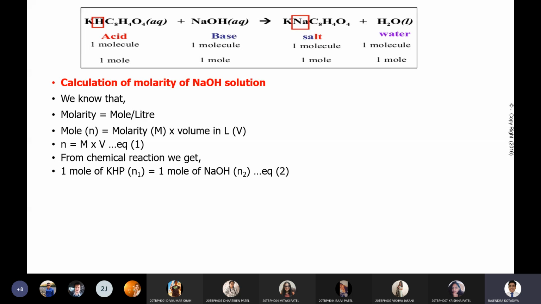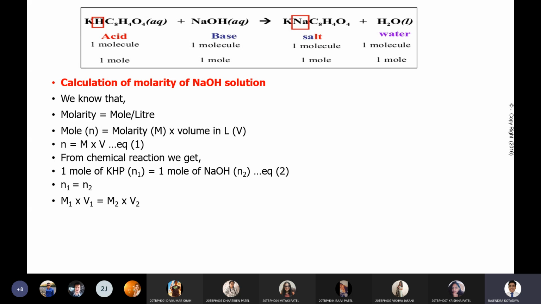So based on equation number 1 and equation number 2, equation 1 is moles: n is equal to molarity M into volume V. Based on that, 1 mole of KHP, n1, is equal to 1 mole of NaOH, n2. If we use these two equations, we can equate the number of moles: n1 is equal to n2.